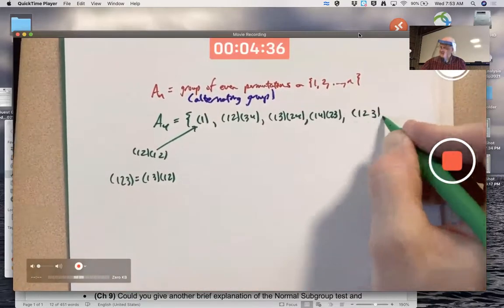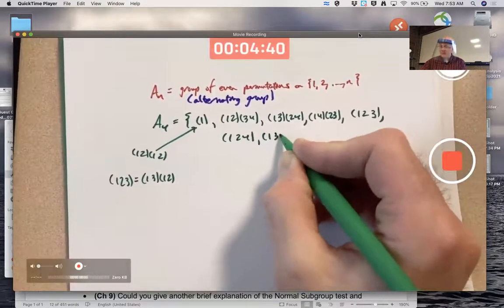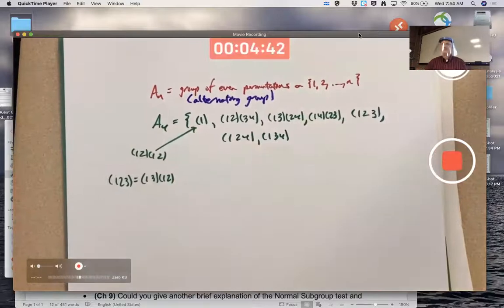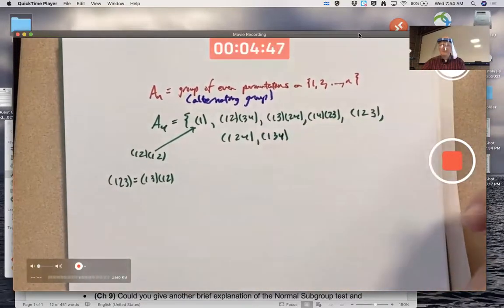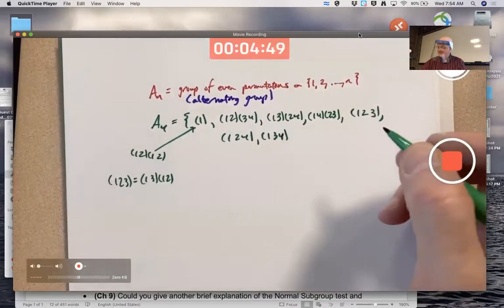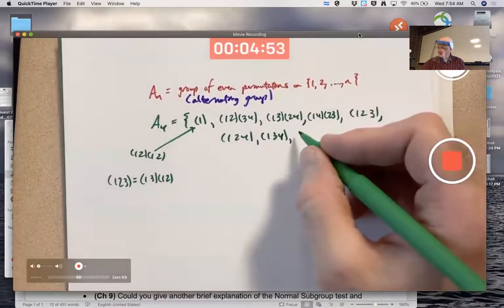(1 2 3), (1 2 4), (1 3 4). Those are some 3-cycles in A4. Are there others? Yeah, there's (2 3 4).